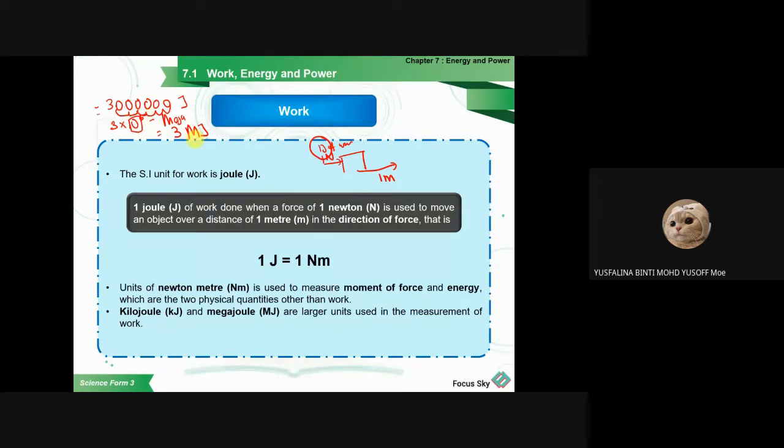So you have to refer to the prefix table. What is the value of 10 to the power of 6? 10 to the power of 6 is mega, so you just put megajoule. That way you can also answer in the prefix form.